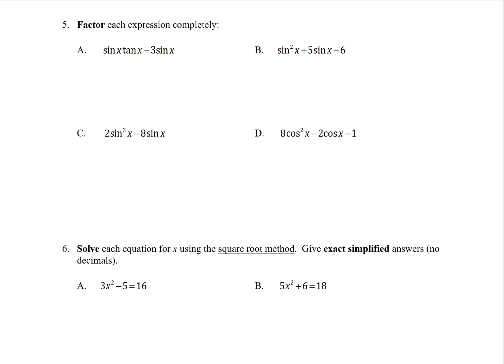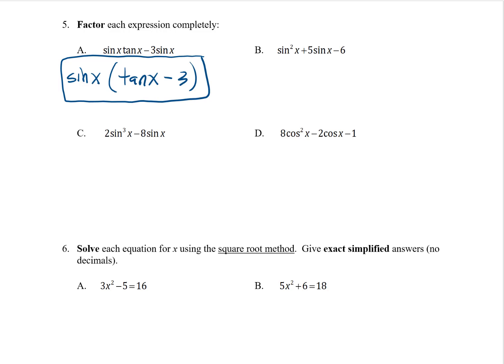Problem number 5, we want to do some trig factoring here. Of course, the first step of factoring is always to look for a GCF, and that's what I see in part A. I have a sine x that's in common to both terms, so I can pull that out to the front, leaving me with tangent x minus 3, and that's about all I can do. There's no more factoring that I can do at that point.